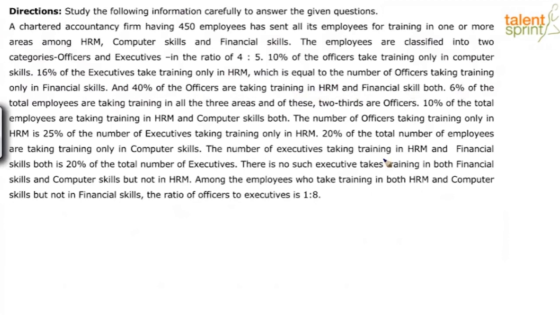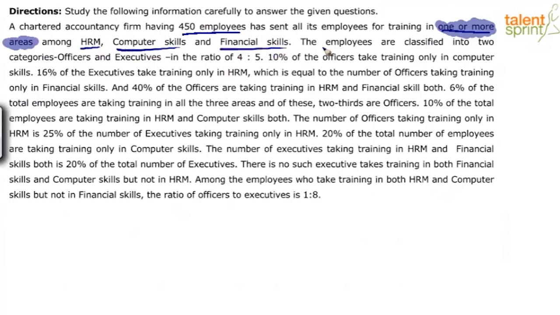So let us first understand what the data is all about, right? He's talking about an accountancy firm with 450 employees. So that's point number 1 to be noted. These employees have been sent for training in one or more areas. Now, this is the other point which all of you need to understand: one or more areas, among HRM, computer skills, and financial skills, right?